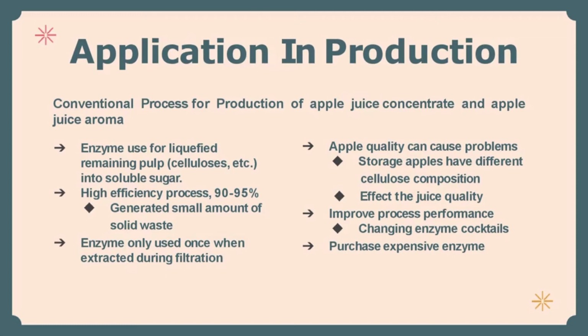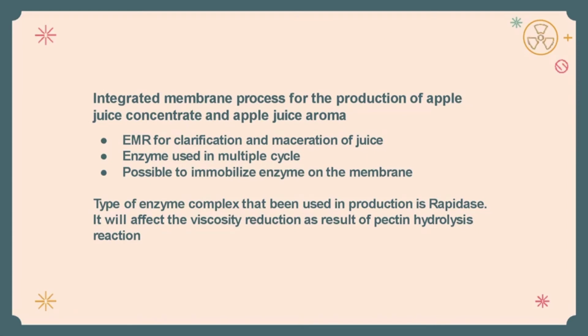So, in the integrated membrane process, the EMR is applied for clarification and maceration of the juice. The enzyme is used in multiple cycles, and it is also possible to immobilize the enzyme on the membrane. The main enzyme complex used in the production was pectinase, which affects the viscosity reduction as the result of the pectin hydrolysis reaction.